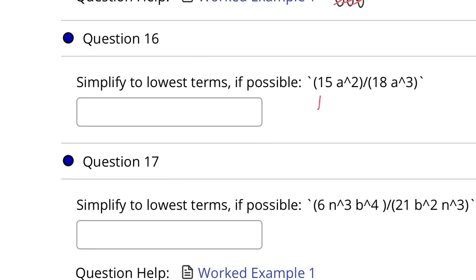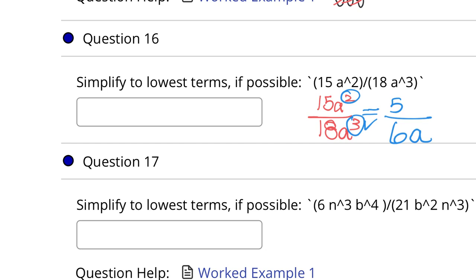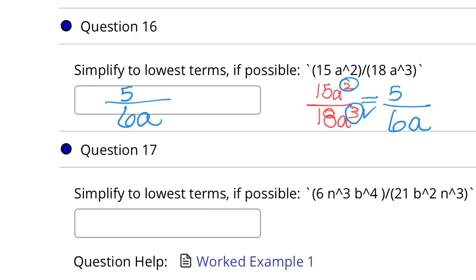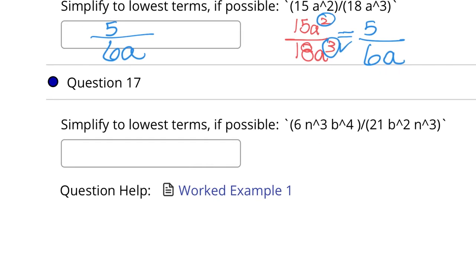Okay, this one looks like 15a squared over 18a to the 3rd. So we've got 15 and 18, I can take a 3 out of both. 5 over, 3 out of that is 6. And it's 3 minus 2 is 1, but the larger exponent is in the denominator, so it stays in the denominator. So 5 over 6a. You put that in your answer box.